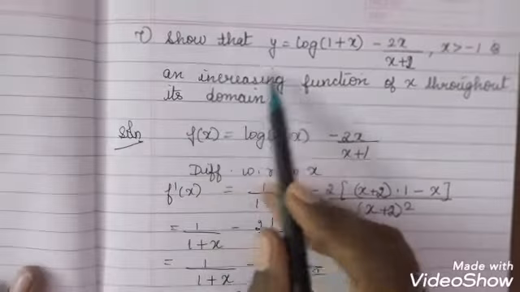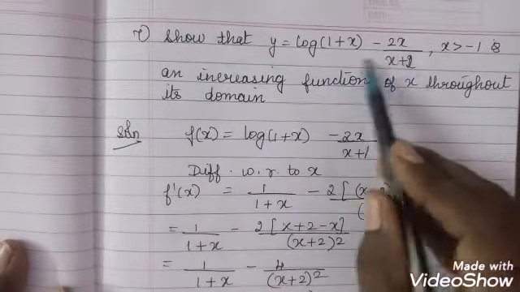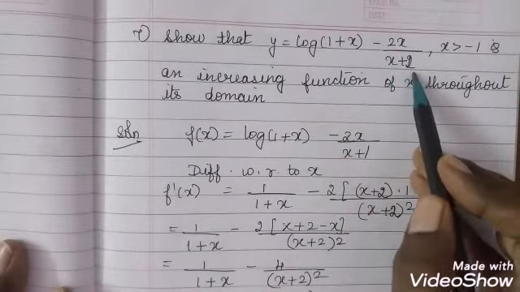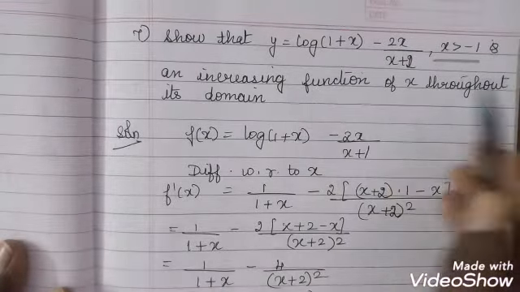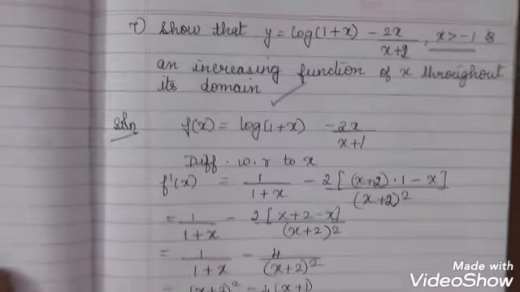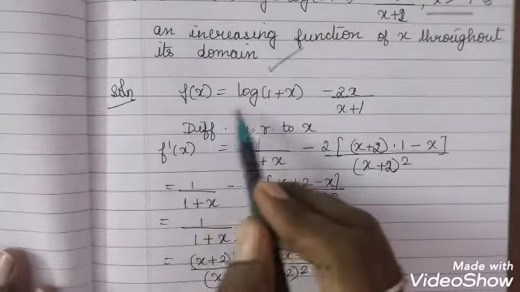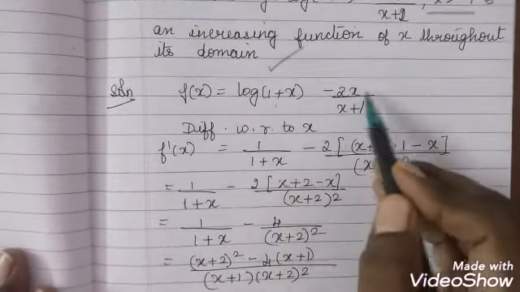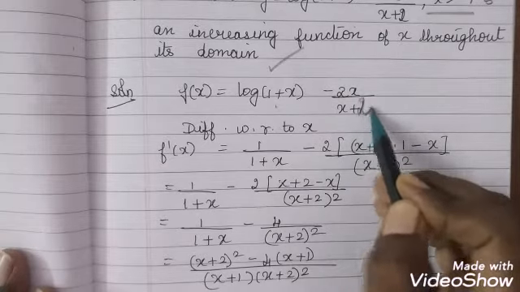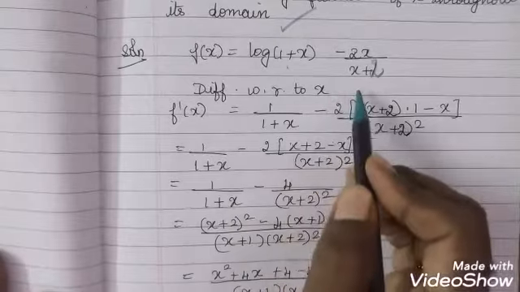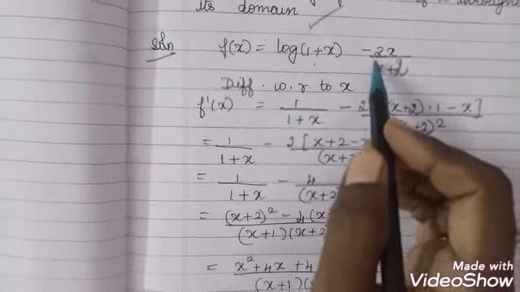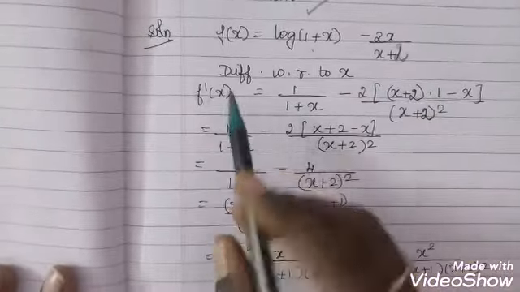The next question: show that y is equal to log of 1 plus x minus 2x divided by x plus 2, for x greater than minus 1, is said to be an increasing function of x throughout its domain. Okay, so what is given here? Your function f of x is equal to log of 1 plus x minus 2x divided by x plus 2 is given to us. Now you will have to differentiate it with respect to x here. So when you differentiate it with respect to x, that's your first step.